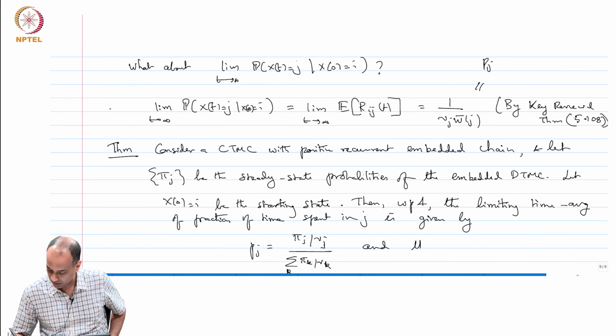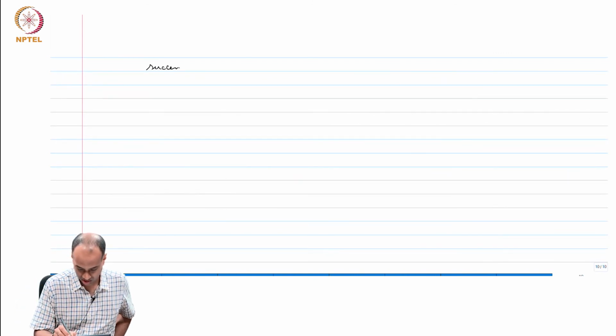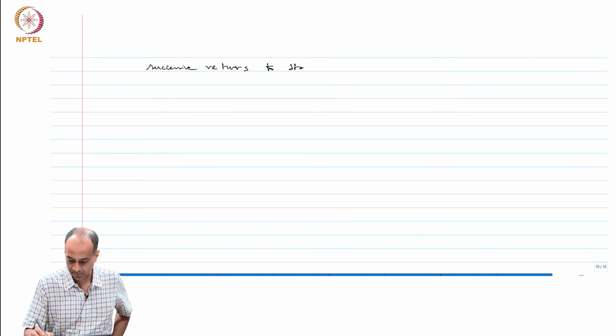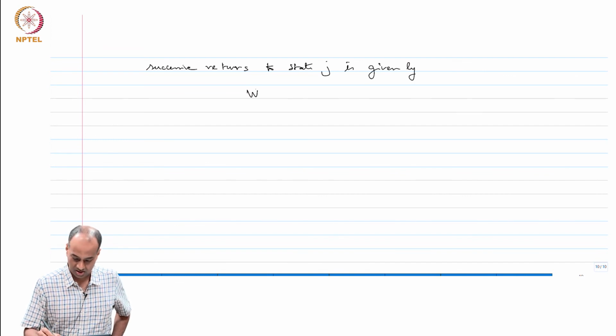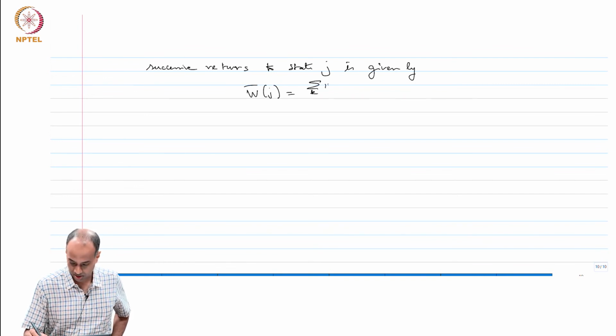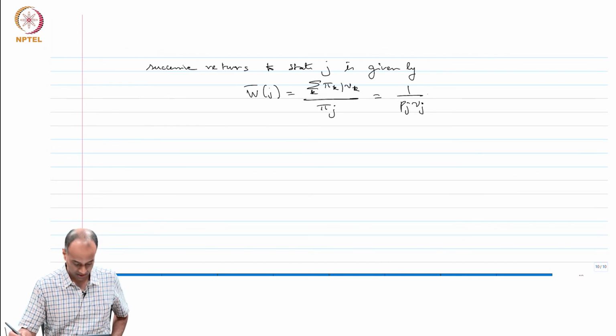And the expected time between successive returns to state j is given by wj bar equal to the sum over k of pi k over nu k, divided by pi j, which is equal to 1 over Pj nu j.